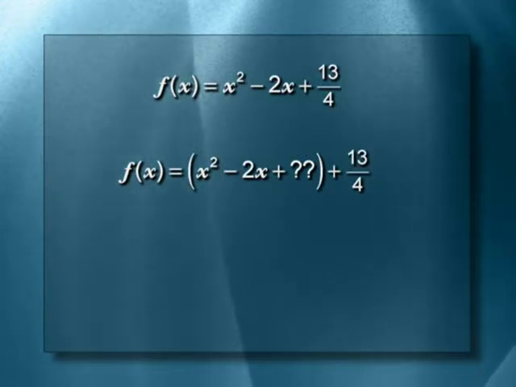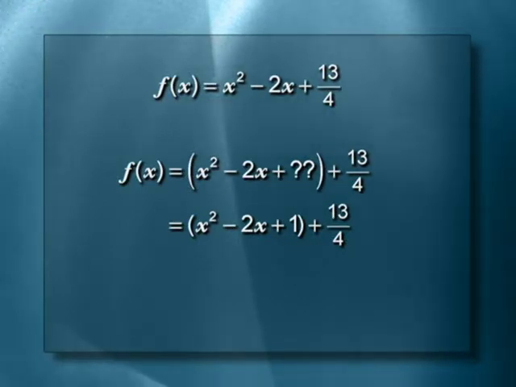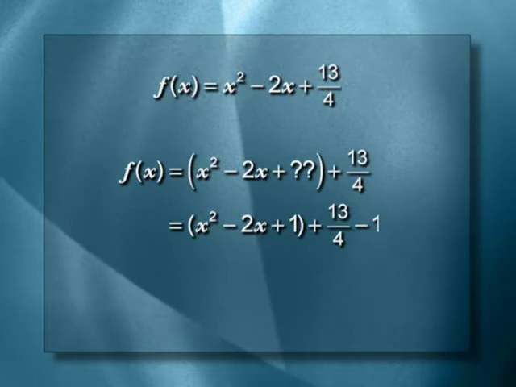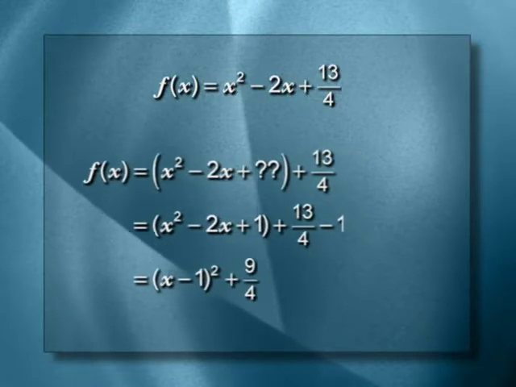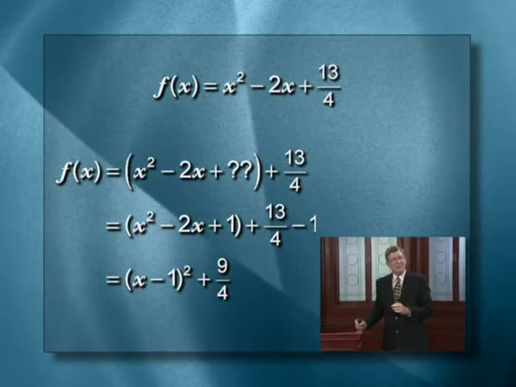So what should I put in there to make it a perfect square? Well, I think you see if I add 1 to it, then it's x squared minus 2x plus 1, and indeed that's a perfect square. It's x minus 1 quantity squared. But if I put a 1 in there, I've changed the problem. So I have to subtract 1 outside. So now the constant is 13 over 4 minus 1. So finally, when I factor that perfect square, I have f of x equals x minus 1 quantity squared plus 9/4. Well, this is an interesting version of that original quadratic polynomial.